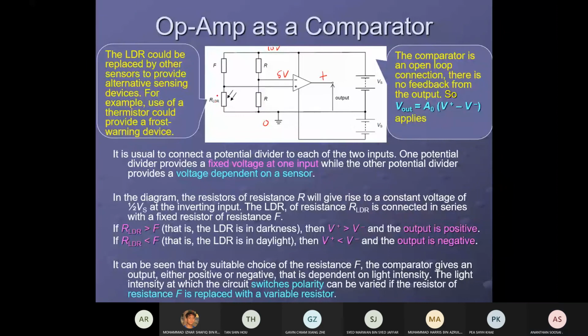When light intensity rises, what happens to the resistance of the LDR? Decreases. What happens to the voltage across LDR? Decreases. When the voltage across LDR decreases, the input B, the V positive, will decrease or increase? Will decrease. So V positive will decrease. When V positive decreases, output most likely becomes positive or negative? Negative. So it won't turn on the output device, or maybe street light.